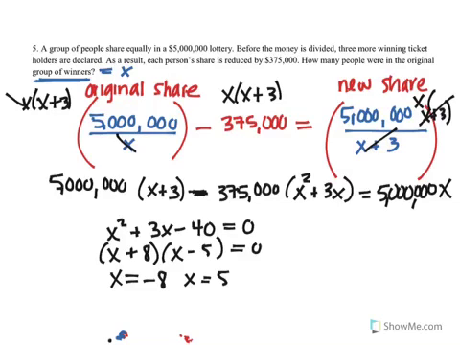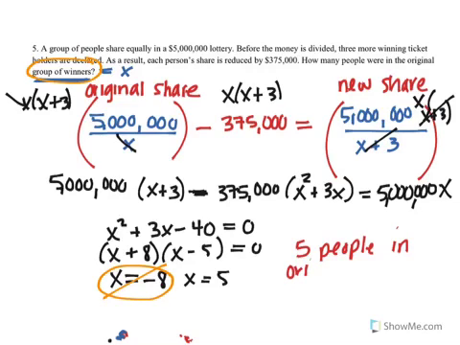Now again, we go back to the context of the problem. How many people were in the group of winners? Well, you can't have negative 8 people in your group of winners. So therefore, there must be 5 people in the original group of winners.